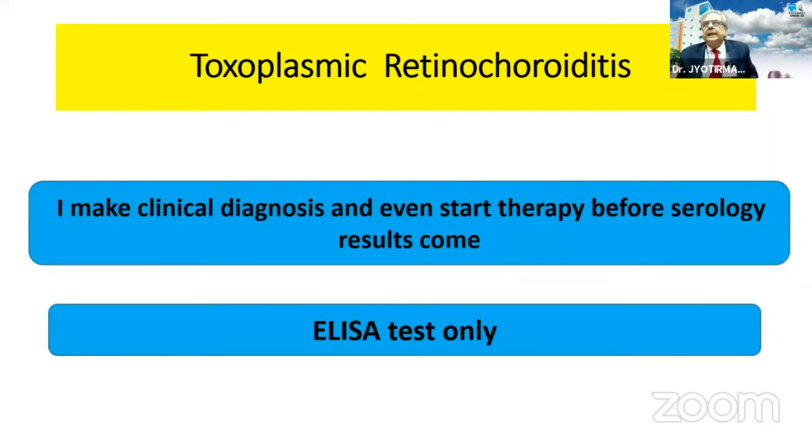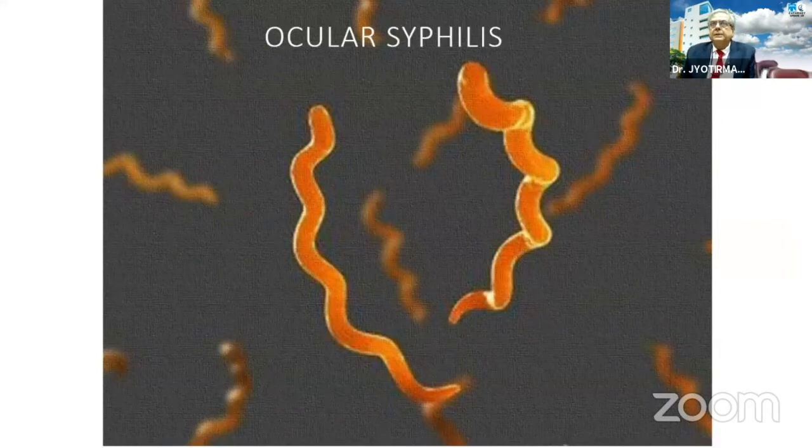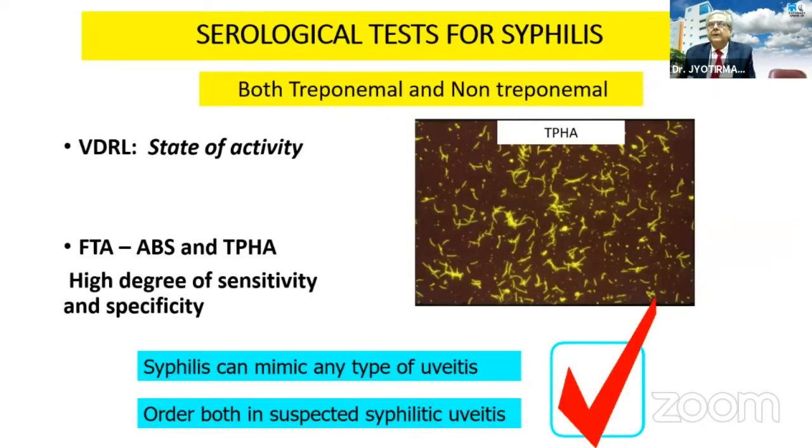I make the clinical diagnosis first, and even start the therapy before serology results come, if I do the ELISA test only. But in case of HIV positive patients, when there is an atypical necrotizing retinitis, I add, along with other investigations, a PCR for intraocular fluid for toxoplasma. Ocular syphilis is often a challenge. It can mimic any type of uveitis.